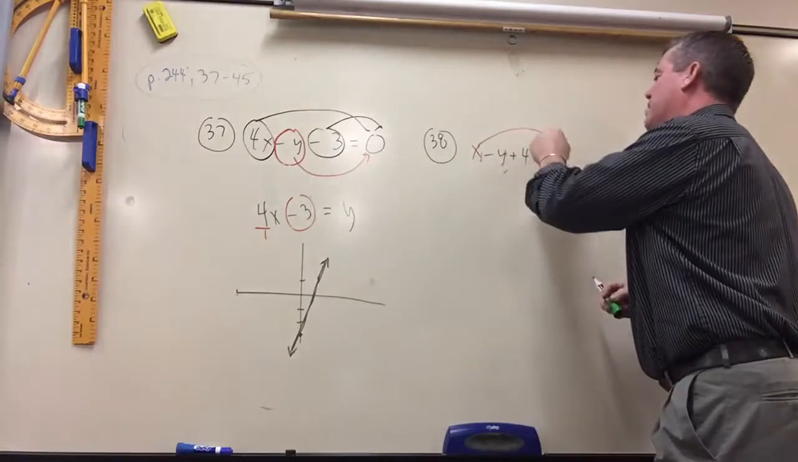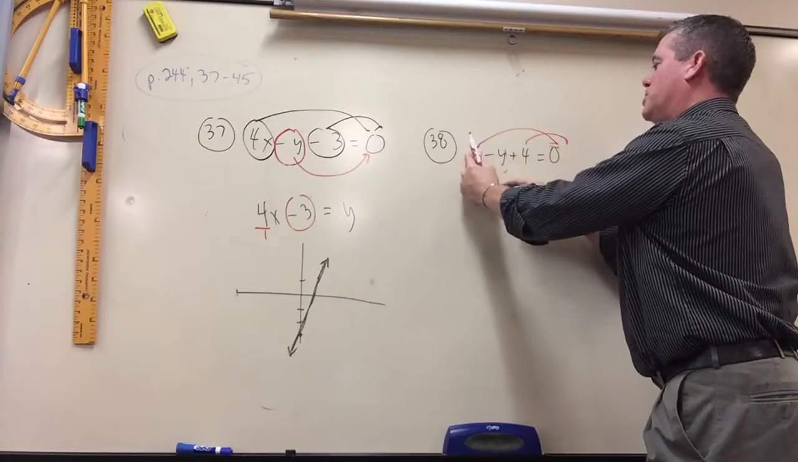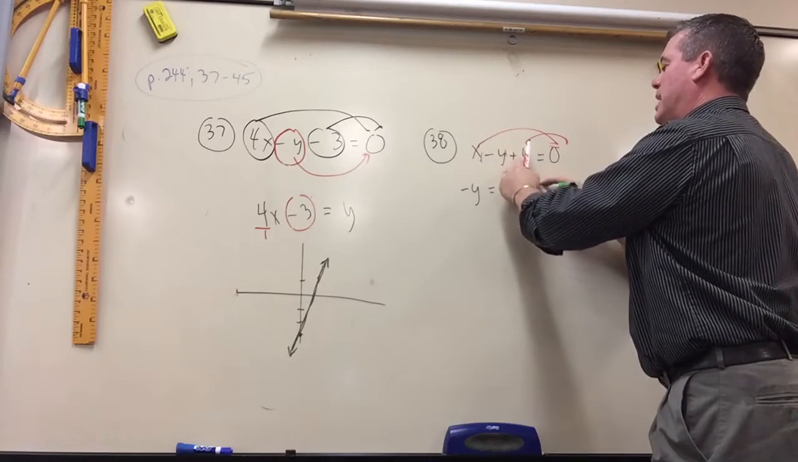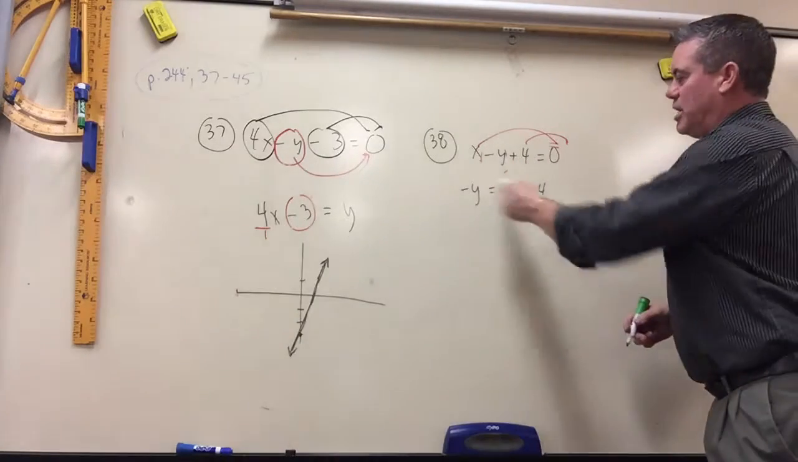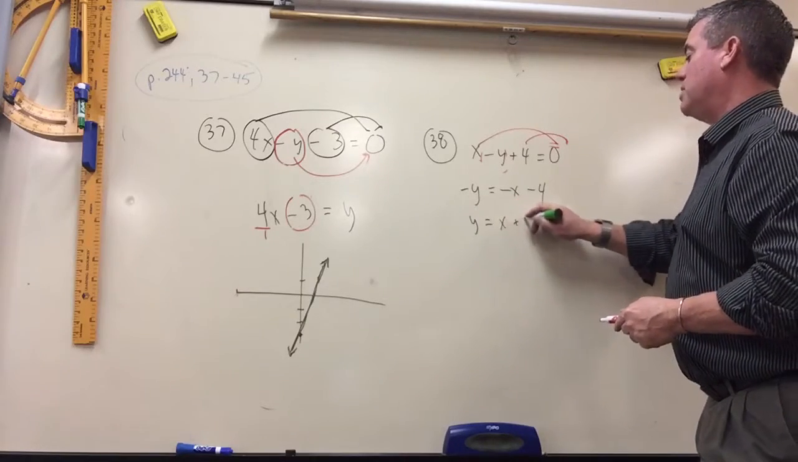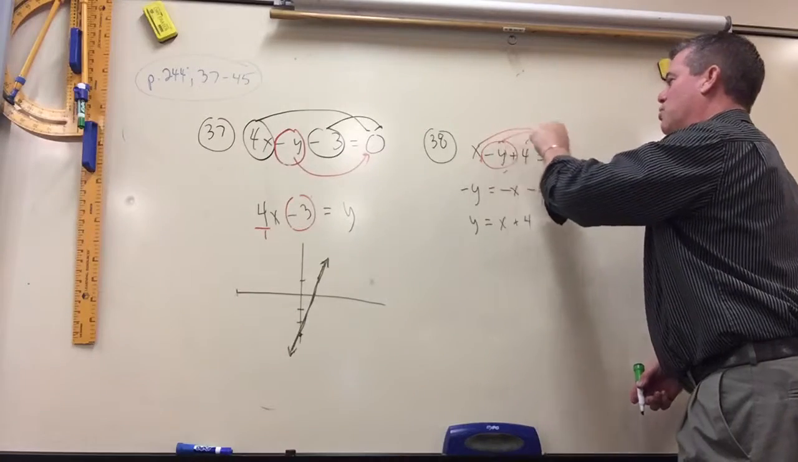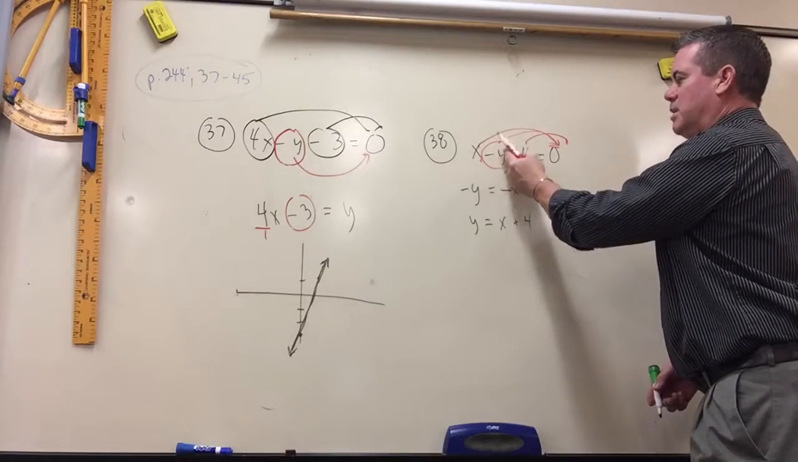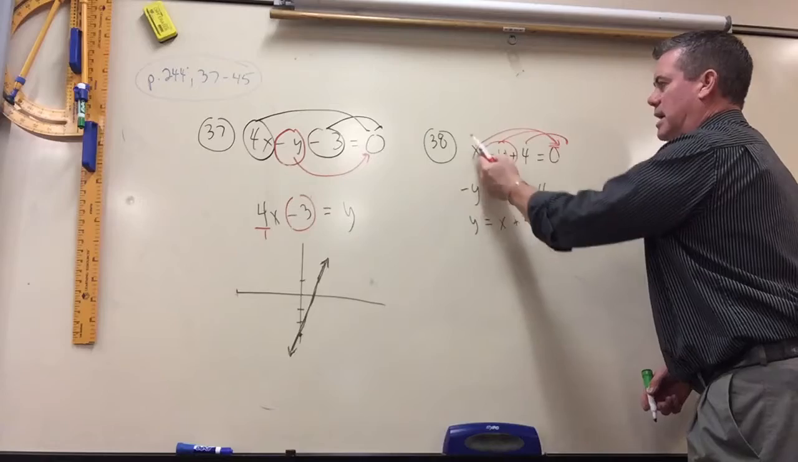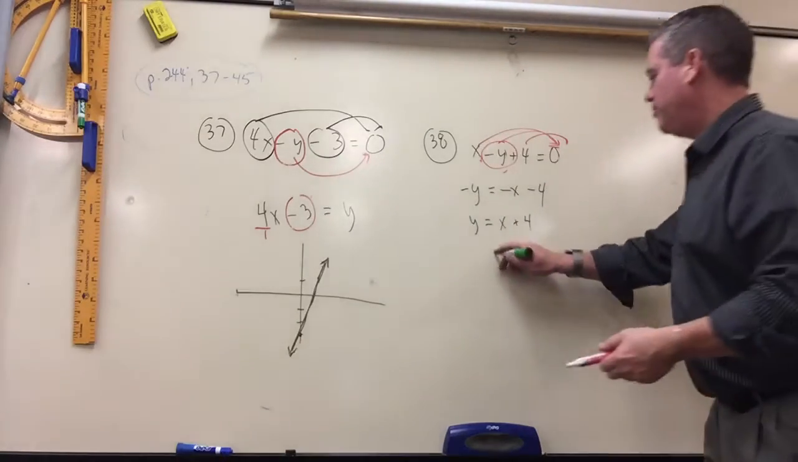If you move the x and the 4 over, it would be negative y equals, this would change to negative x, that would change to negative 4. But then you'd have to switch all the signs. So y equals positive x plus 4. That's why it would have been quicker just to move this over right away. It would have changed to positive y, and then this would have just stayed there. So either way you do it, you'll get the same answer.